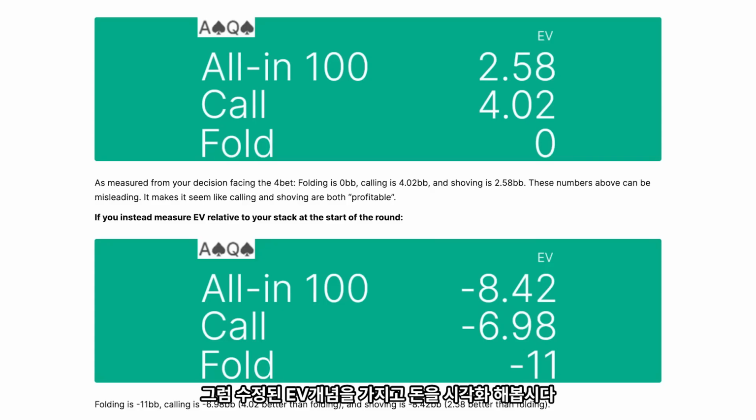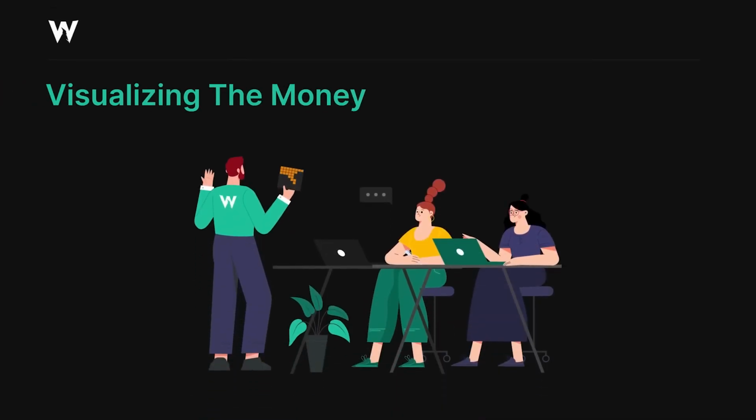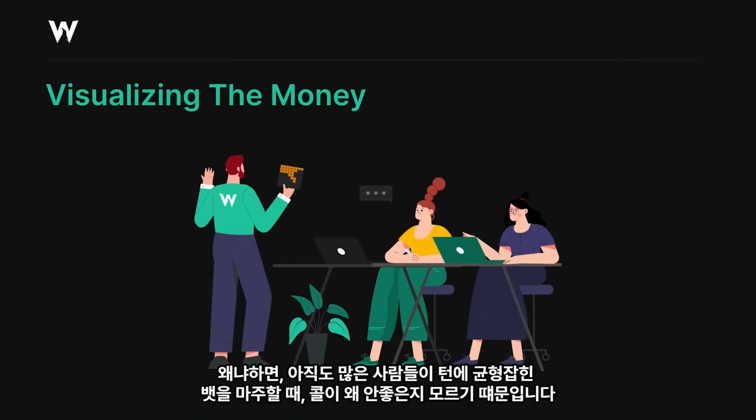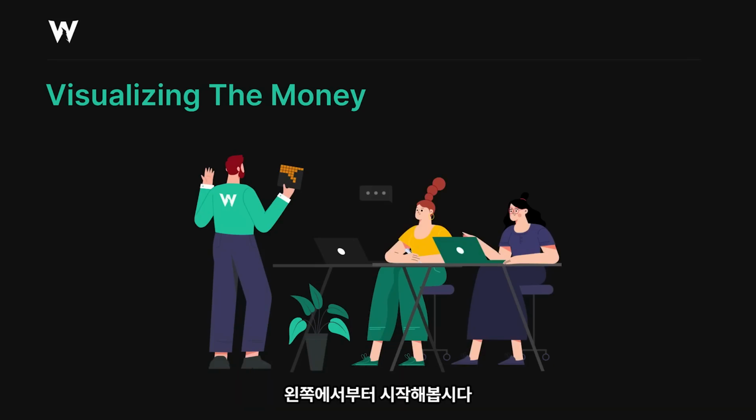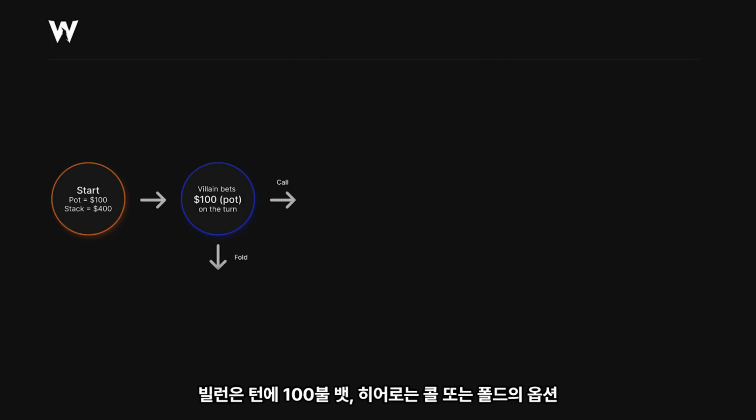So with that EV perspective in mind, let's now visualize the money, because a lot of people don't understand how you can face a balanced bet on the turn, and yet it's a bad call. So let's take a look here. We'll start on the left-hand side. It's a $100 pot, a $400 stack, and villain bets $100 on the turn. We can either call or fold.